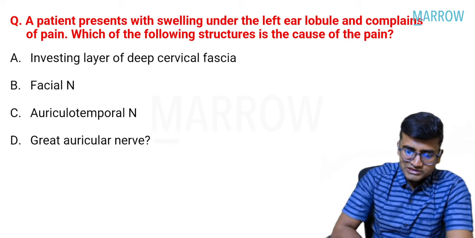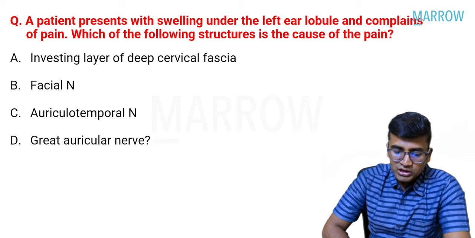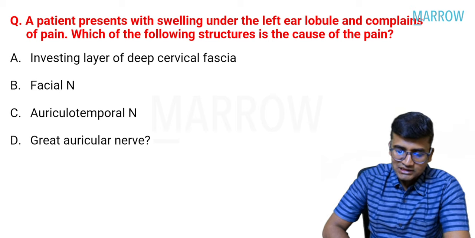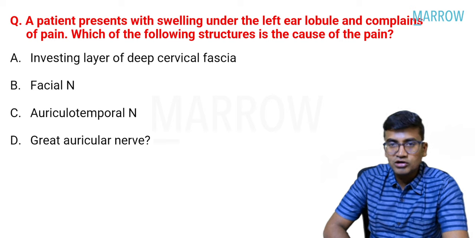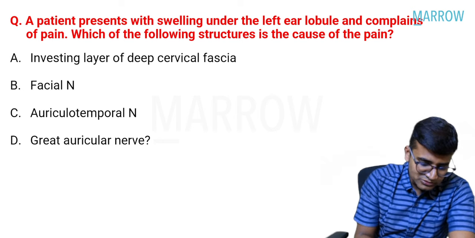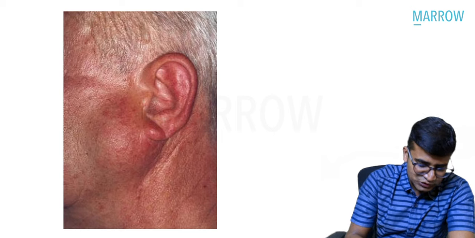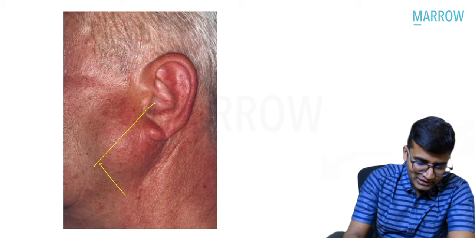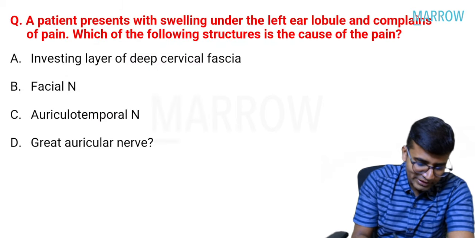The patient presents with swelling under the left earlobe and complains of pain. Which of the following structure is the cause of the pain? Investing layer of deep cervical fascia, facial nerve, auriculotemporal nerve, and the great auricular nerve. Right, now see the question. Now the patient is having the swelling, yes, in the parotid region. Swelling under the left earlobe and complaints of pain.